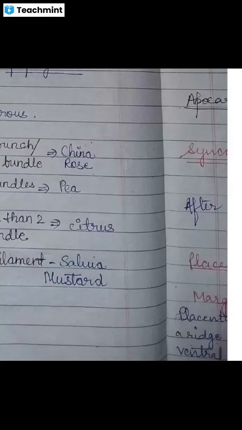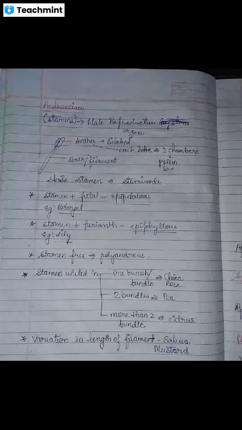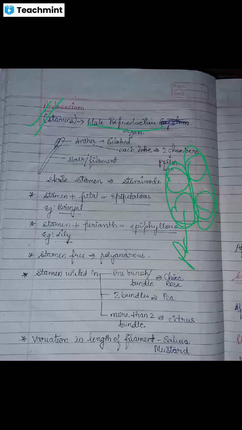Now next, androecium. Androecium unit is stamen, the male reproductive organ. It consists of anther and the stalk or filament. The anther is bilobed and each lobe has 2 chambers that contain the pollen grains. Bilobed in this manner, they have 2 chambers in each, and in these chambers they have the pollen grains.